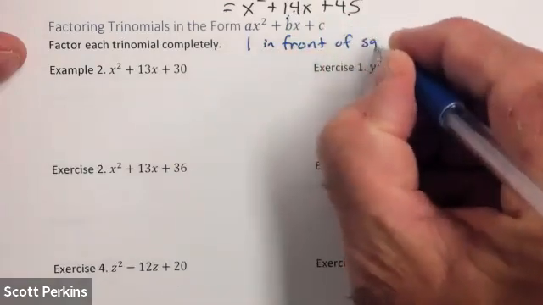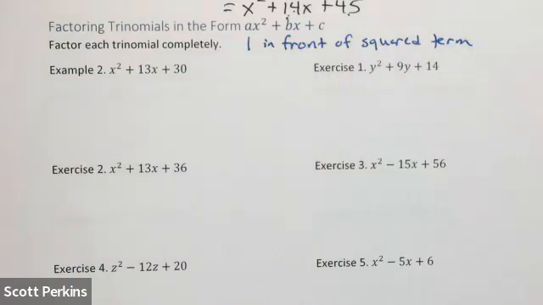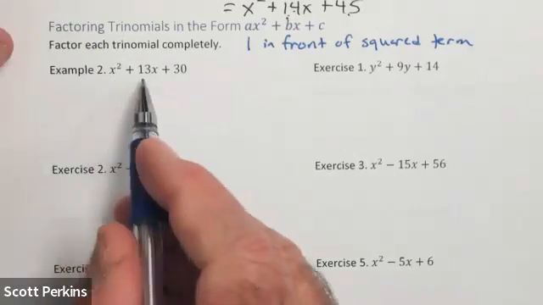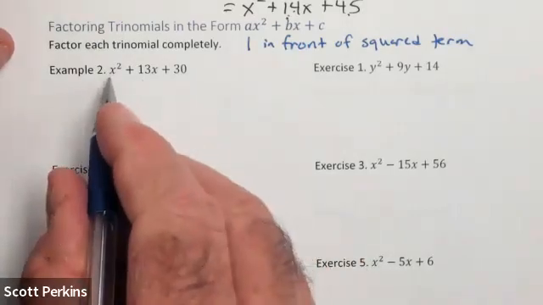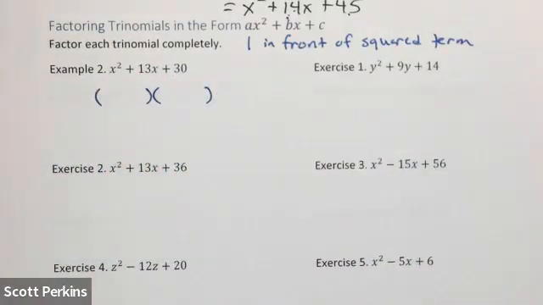That makes our process a little quicker. It's good to start out with these problems so that we can see what's happening. So here we go. X squared plus 13x plus 30. I've got a 1 in front of the squared term, so I'm going to write down my 2 sets of parentheses. I'm going to unfoil this, and you're going to help me.